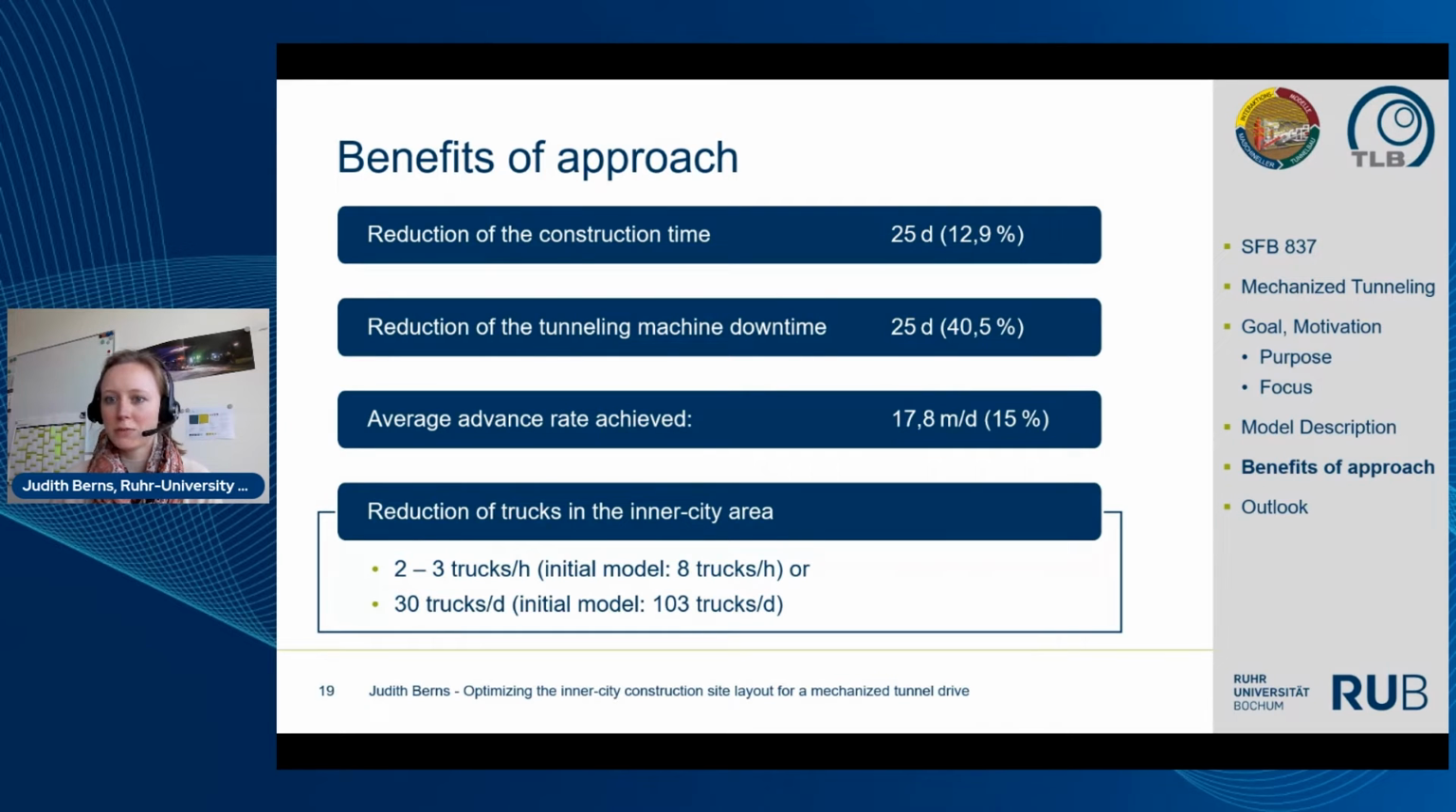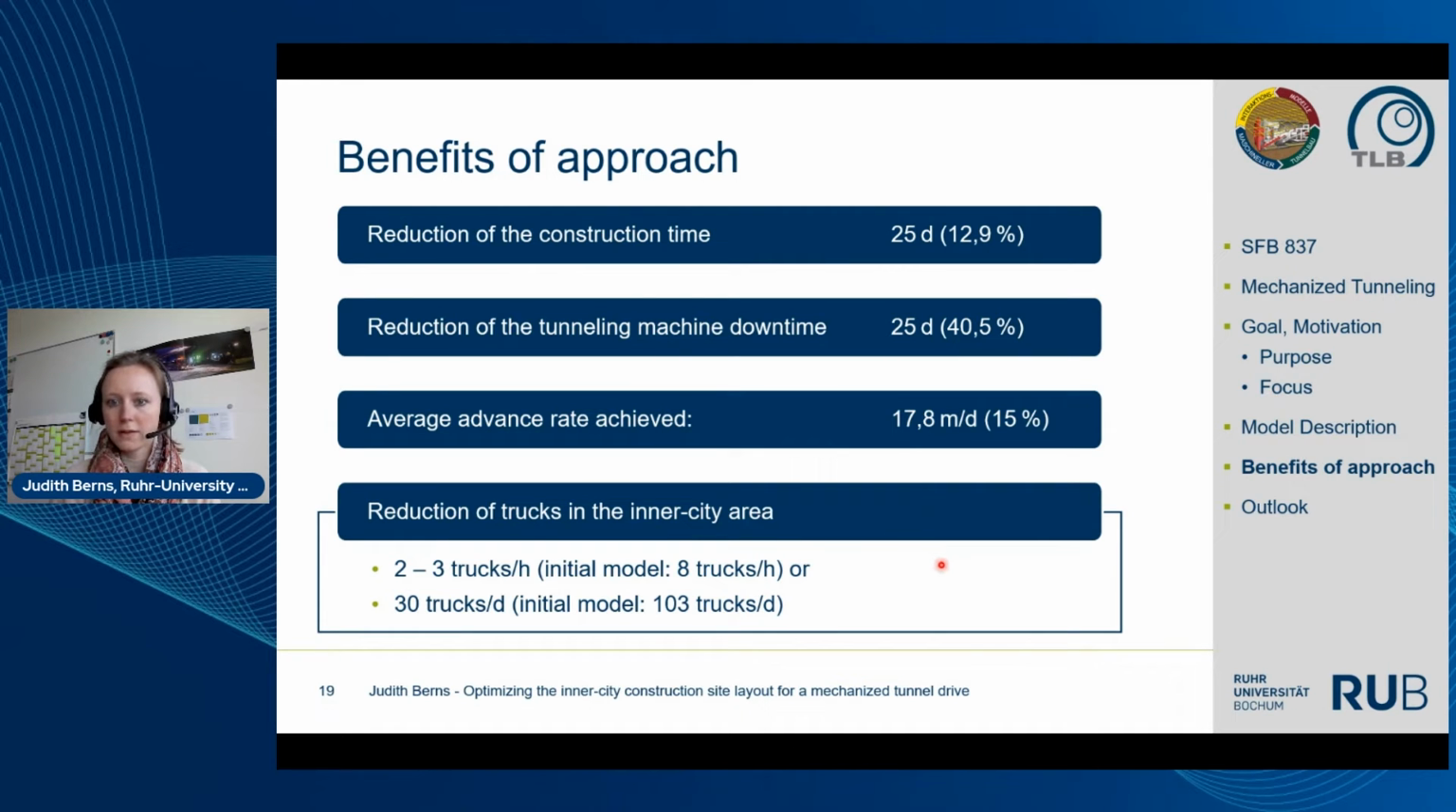This is mainly achieved by reducing the downtime by 40.5%. This made it possible to achieve an advance rate of 17.8 meters per day. In contrast, only an average advance rate of 15.5 meters per day could be achieved with the initial model due to the high downtimes. But to the additionally important part in this project, the inner city boundaries.